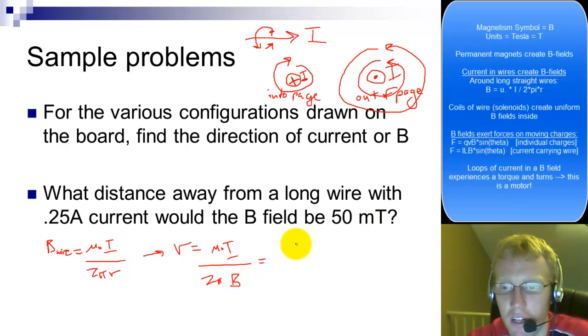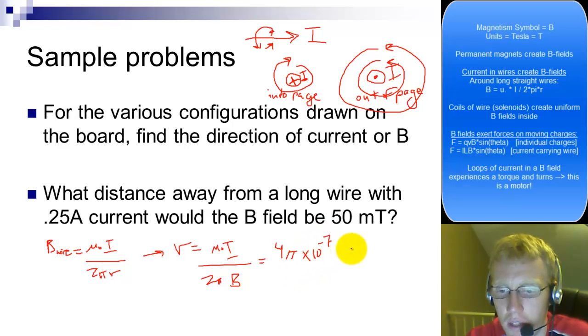We can plug in our values. Mu naught is 4 pi times 10 to the negative 7th. Current was 0.25.